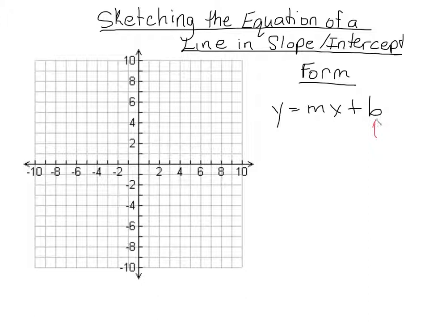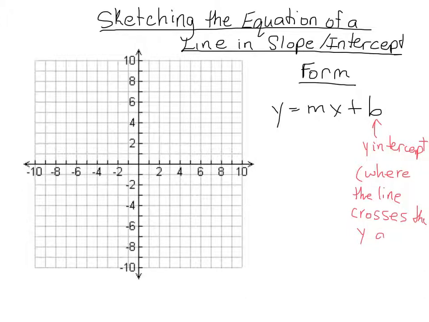It tells you the y-intercept, so the b in our equation, that constant number that's not multiplied by anything, tells you the y-intercept. And a y-intercept is just where the line crosses the y-axis. All right. The other major thing that this equation tells you is the slope of the line.